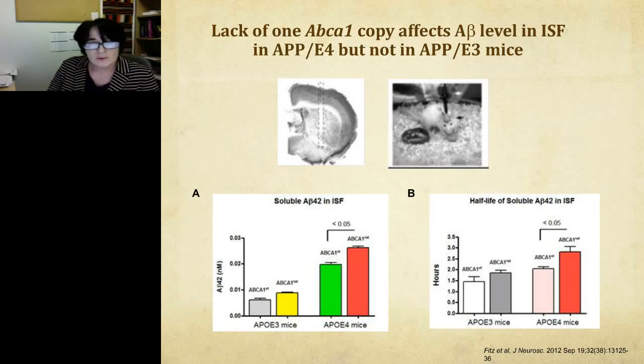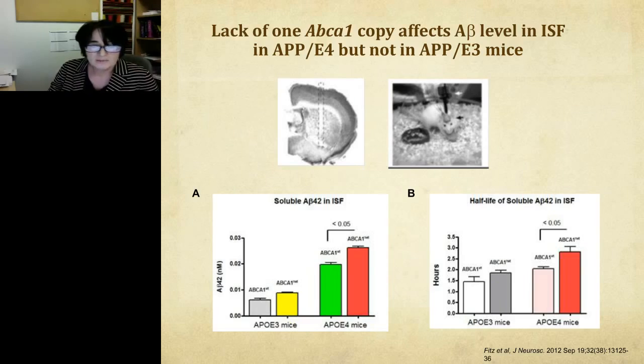In this experiment, we wanted to test how the deficiency of ABCA1 affects clearance of A-beta. For this purpose, we inserted a cannula in the hippocampus of the mice, and we used microdialysis of freely moving mice to collect interstitial fluid and to measure A-beta level in this fluid. So on A is shown the steady state level of A-beta 42 in interstitial fluid.